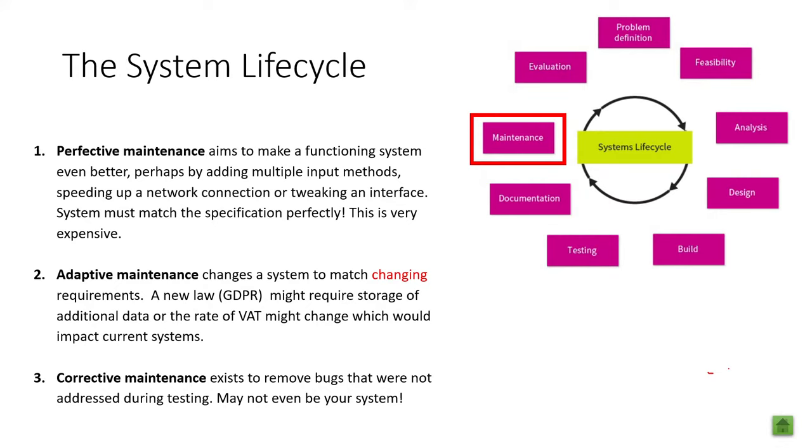We can deploy remotely. And then the third one, corrective maintenance, exists to remove bugs that were not addressed during testing. And it might not even be your system, so you might get hired to basically come in and do corrective maintenance on a faulty system. And it's very, very difficult if it's not your system. But there are companies out there that do this kind of thing, come in and rectify bad programs or bad systems.